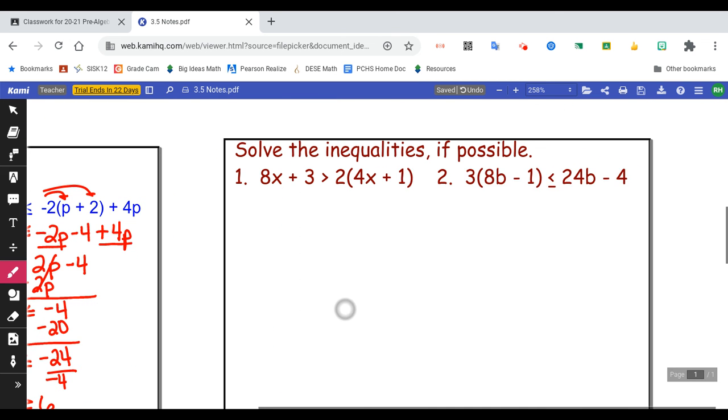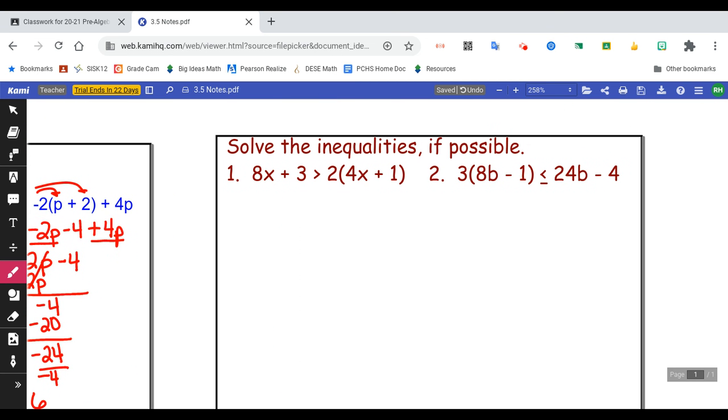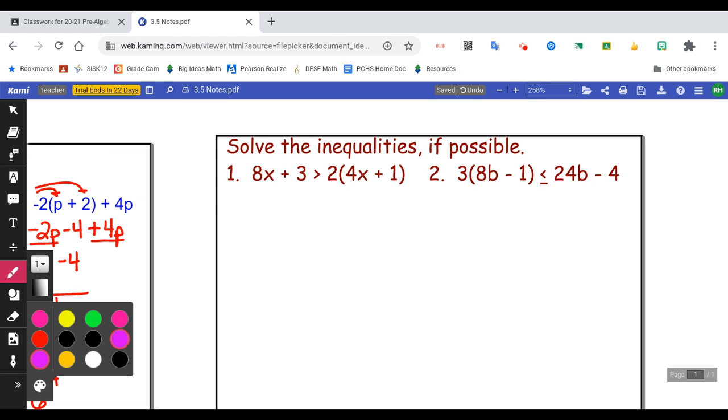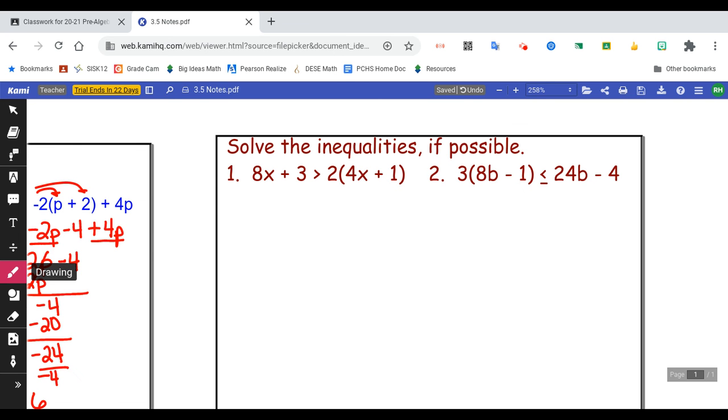Okay. All right, last couple here. Special cases. Notice that it says if possible. All right. So let's see what it gives us. 8x plus 3 is going to stay greater than. We're going to distribute here and get 8x plus 2. Okay. Hopefully you're seeing already that once I start to move my variable, both of them are going to cancel out. And we know that when we lose our variables, that's when we have a special case.